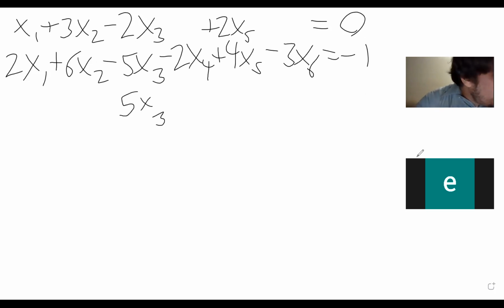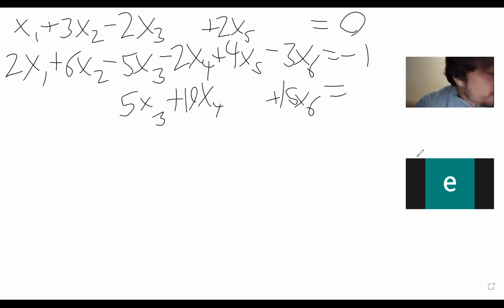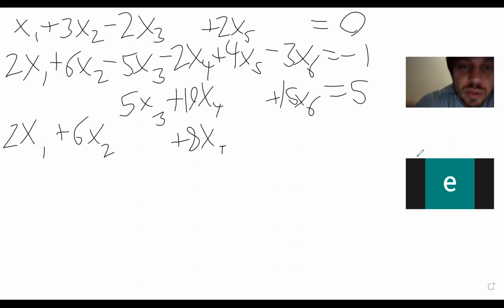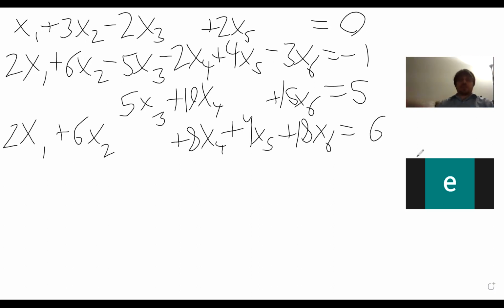5x3 plus 10x4 plus 15x6 is equal to 5. 2x1 plus 6x2 plus 8x4 plus 4x5 plus 18x6 is equal to 6. Okay, so this is the linear system.